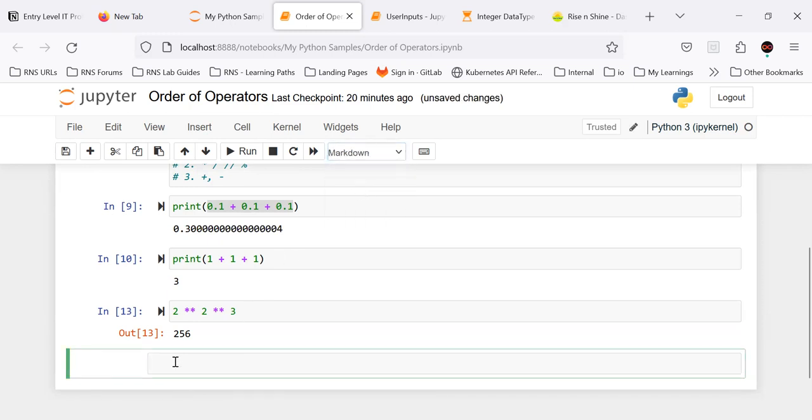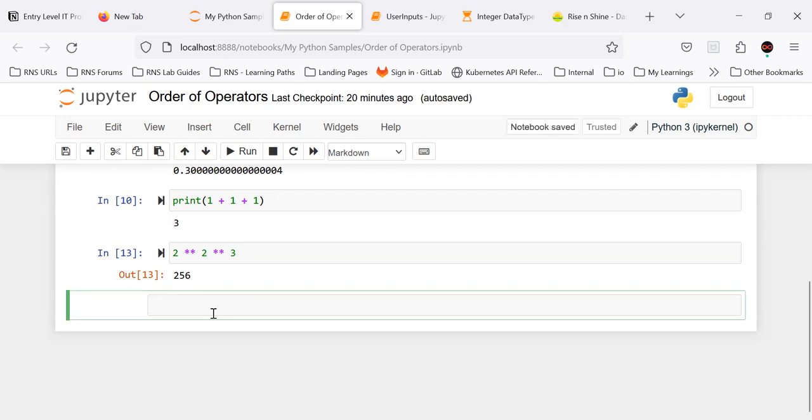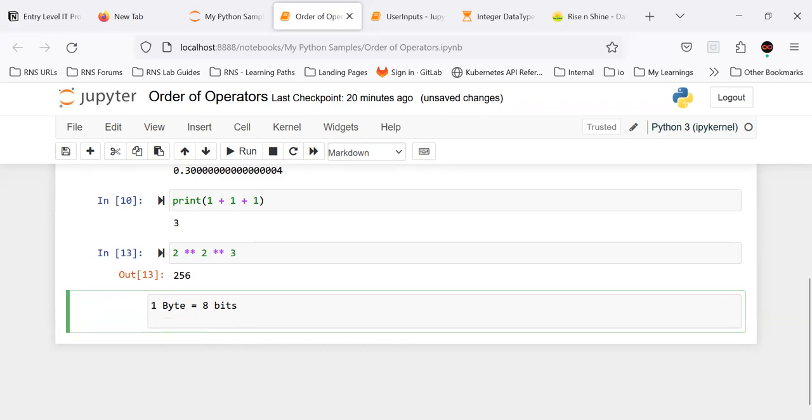Now, if you are a fresher, these are all very important. 1 byte is equal to how many bits? 8 bits. And in normal memory representation, bits will be stored in the format of 0 or 1. That is a bit.